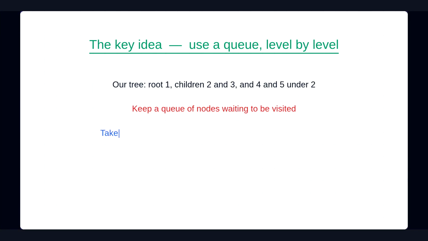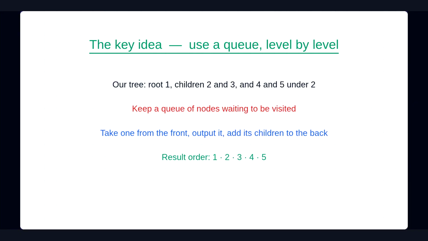Because children always join at the back, a whole level is fully processed before the next level begins. That is why the values come out top to bottom, left to right. On our tree, it gives 1, 2, 3, 4, 5.